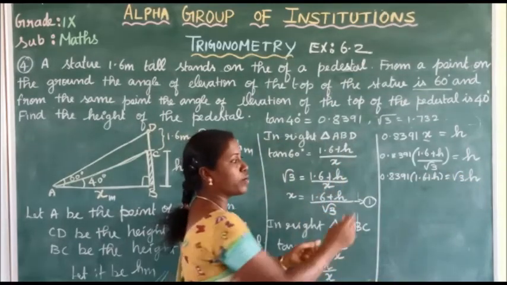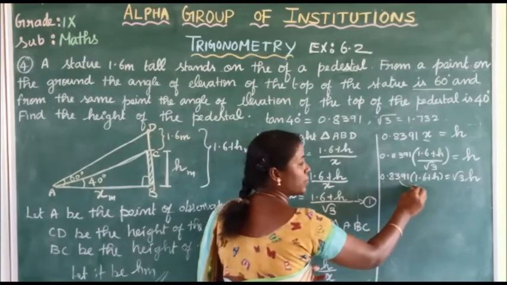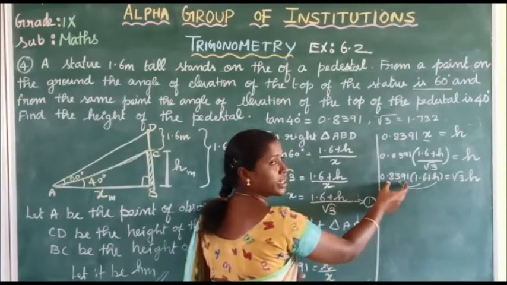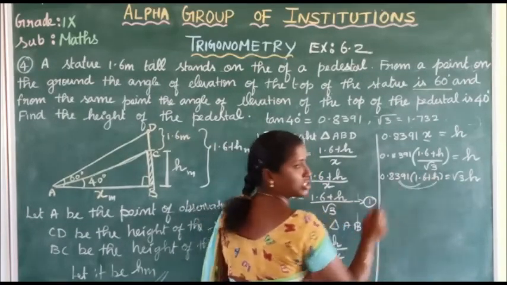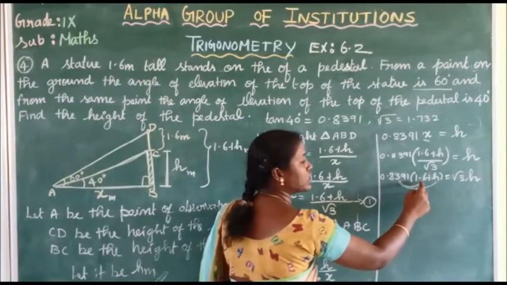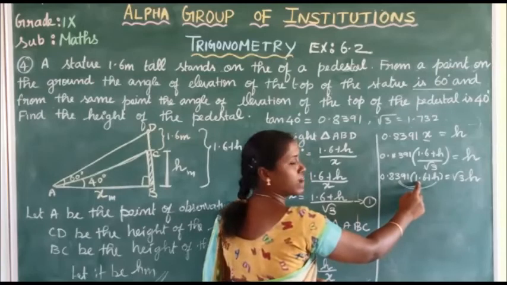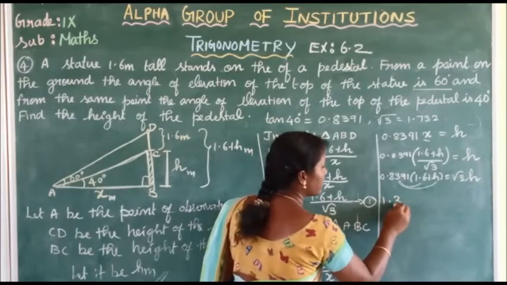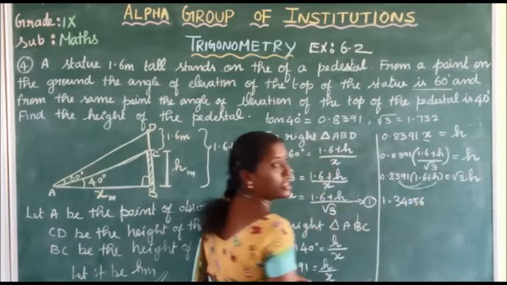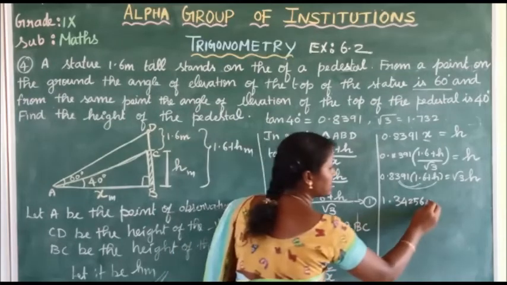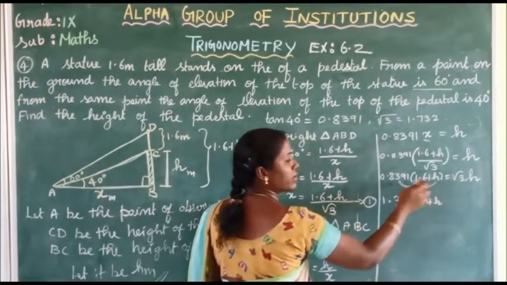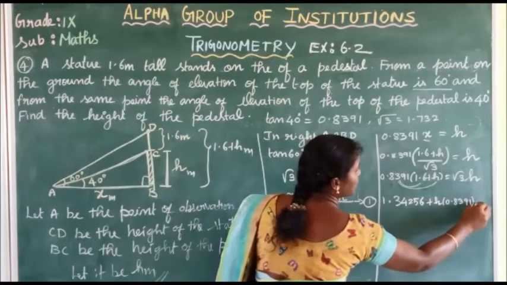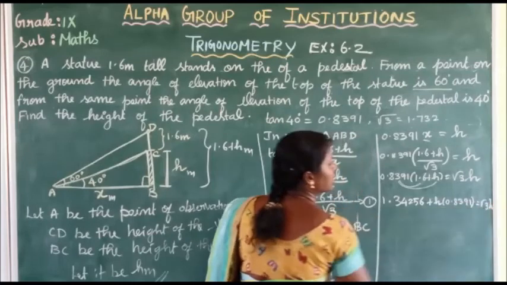What is the next step to solve? We have to remove the bracket. Removing the bracket means 0.8391 should be multiplied with both 1.6 and h. 0.8391 into 1.6 is 1.34256. Plus h into 0.8391 is equal to root 3 h. We got the value of root 3 h.